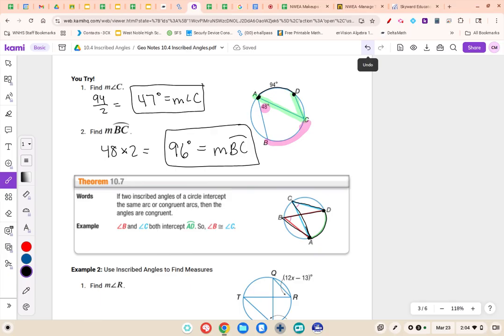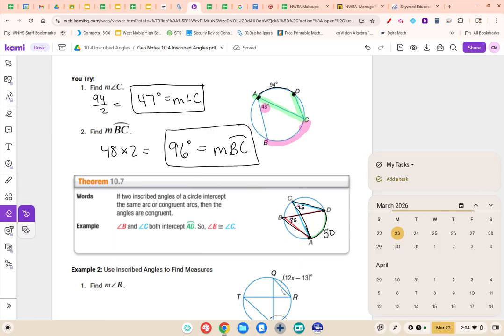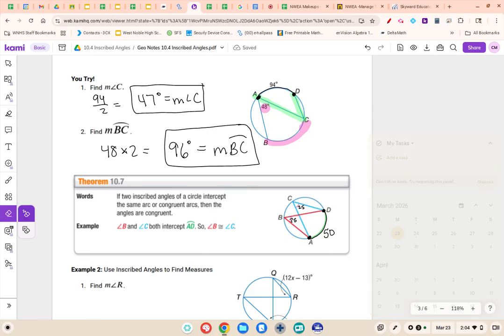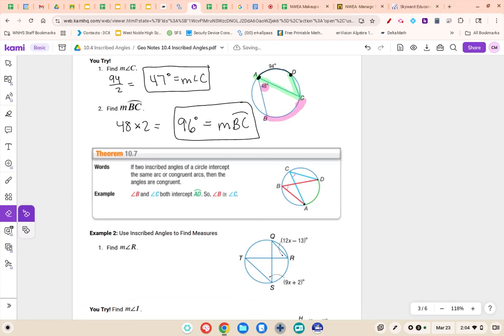Which means since they're both related to this arc, say this arc is 50, these angles both have to be half of that. And once again, I just made up that number. I didn't find 50 or 25 anywhere. That's just how they're related, okay? That means also that those 2 angles have to be congruent to each other. In this case, they're both 25.